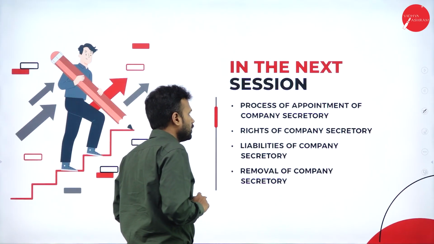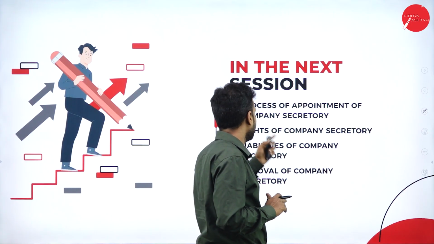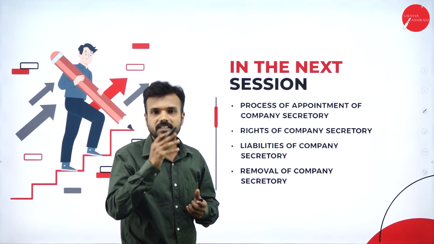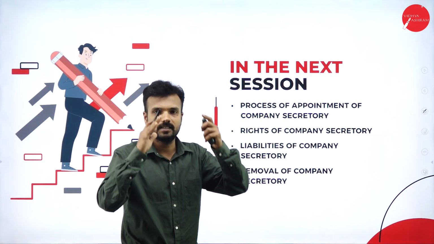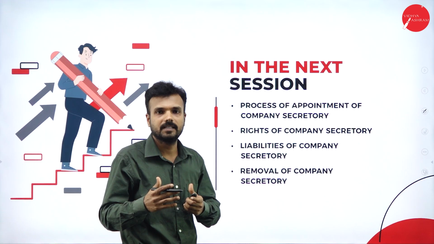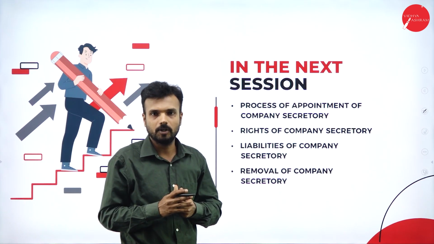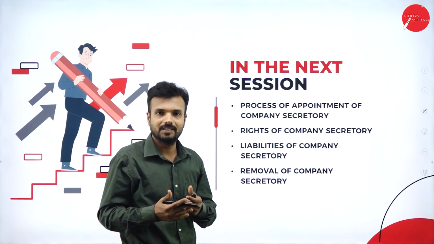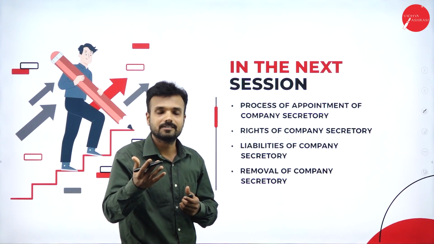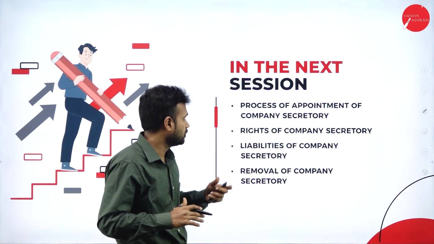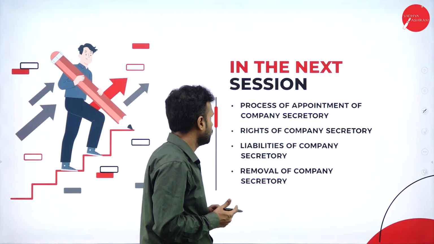In the next session, we are going with the process of appointment of a company secretary. These are the two people who are present in the key managerial personnel, that is, top level management. We call both of them key managerial personnel. One is the company secretary and the other is the auditor of the organization. Both of them act as the eyes of the organization. They look towards all the things, and they play a vital role in the organization.